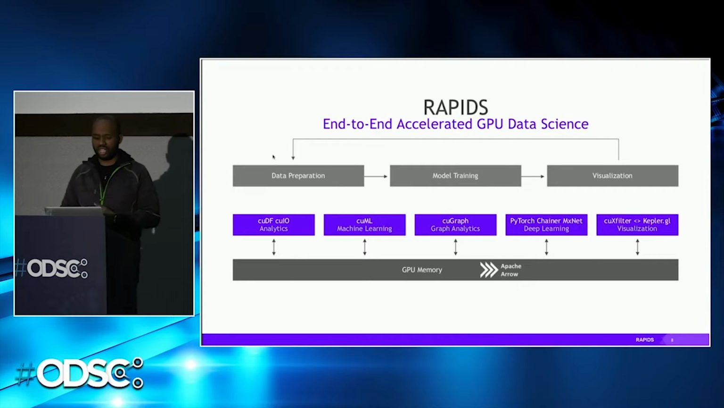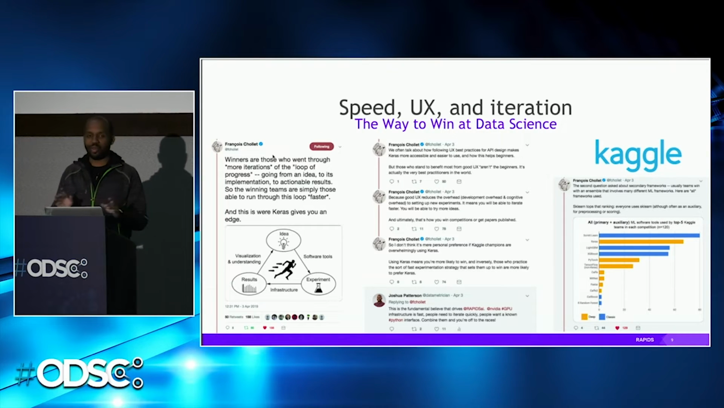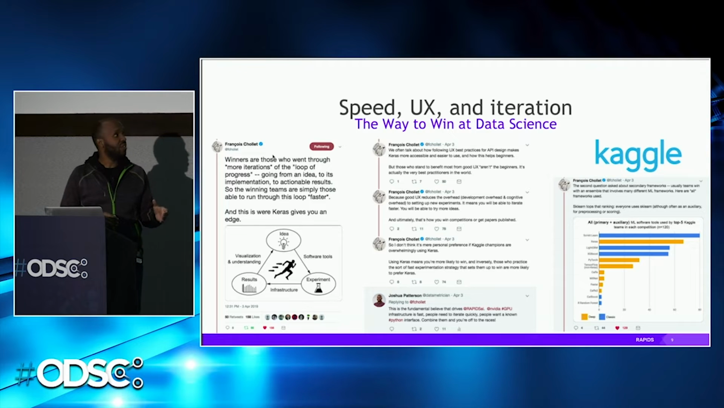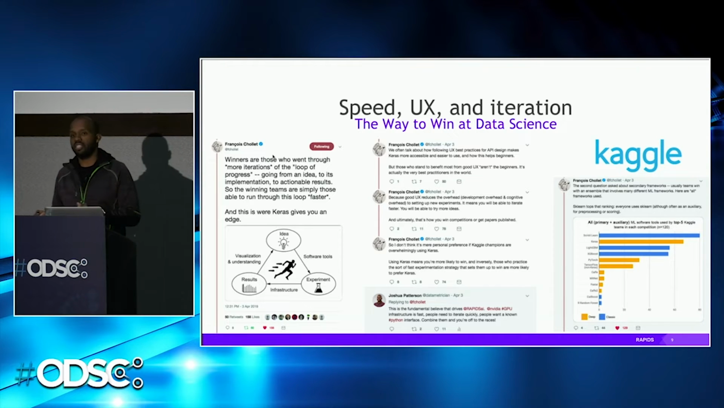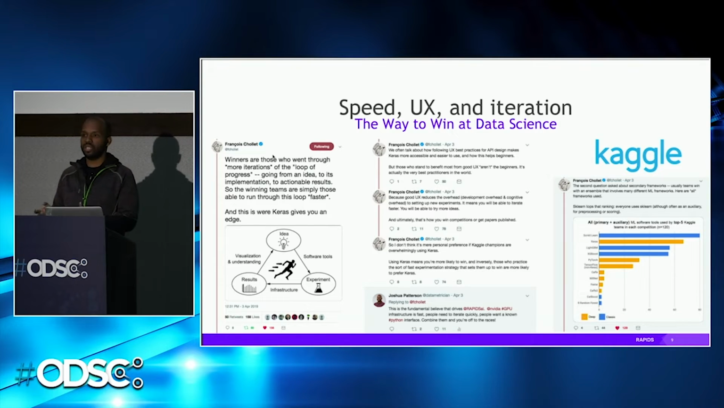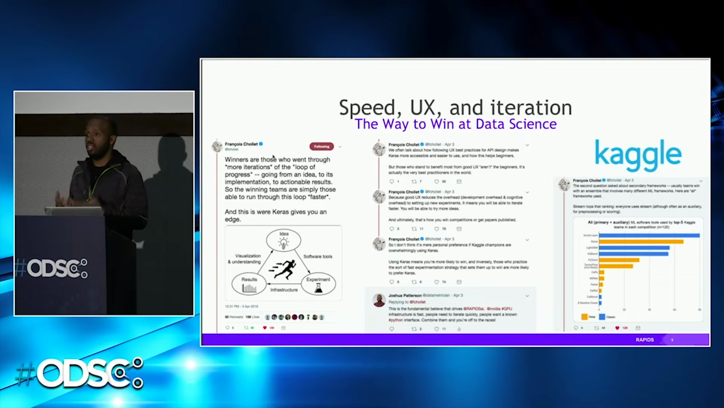So RAPIDS is a collection of libraries. And before I talk about those libraries, I want to talk about how we designed the API. I had the privilege of hearing Francois talk at AnacondaCon about speed, UX, and iteration, and how that's winning Kaggle. And really the best data scientist in the world is not about being the smartest. It's about iterating faster. And if you have tools that have a good user experience and they're fast, relatively fast, you will eventually win any competition. You'll be the best data scientist because you can iterate. Iteration is really the key.